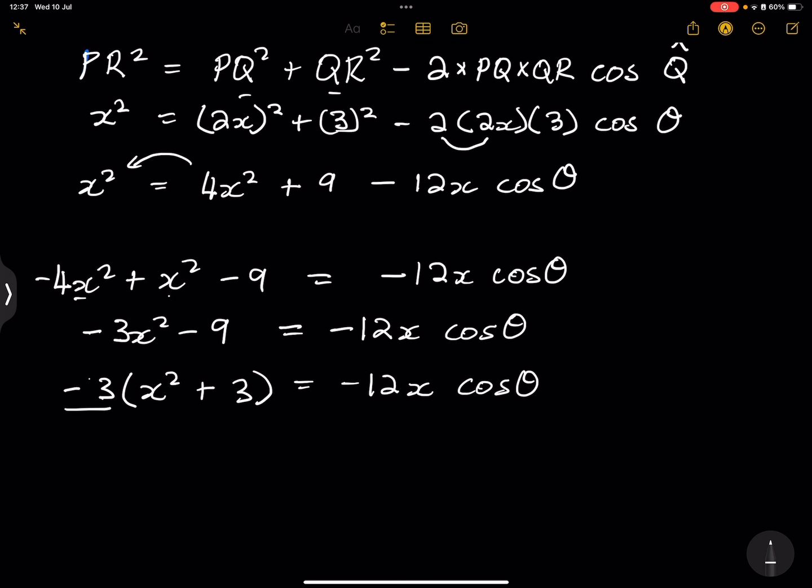Right, now we can divide both sides by negative 3, ladies and gents. Okay, so that cancels with that. Right, so negative divided by negative gives us a positive. And now 12 divided by 3 gives us 4. So this will be 4x, the cosine of theta. Okay, this will be x squared plus 3.